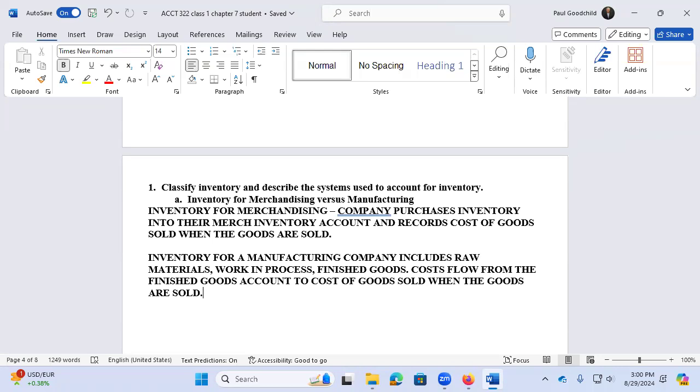Right, these accounts. And then when it's sold, it goes to cost of goods sold. And you keep in mind when you have your finished goods and you take out the cost of goods sold, you're thinking about sharing any for it.